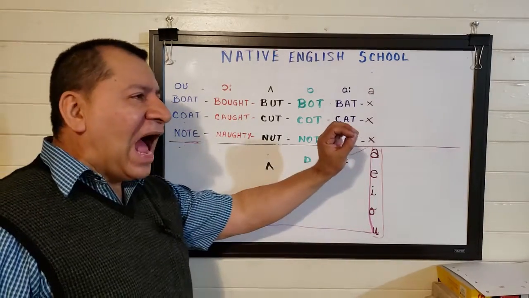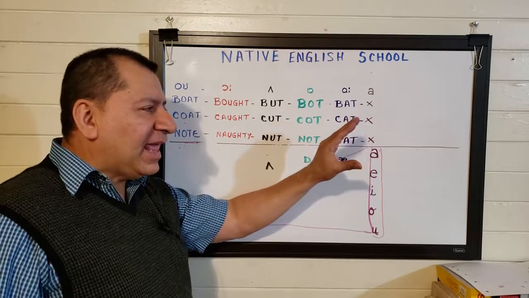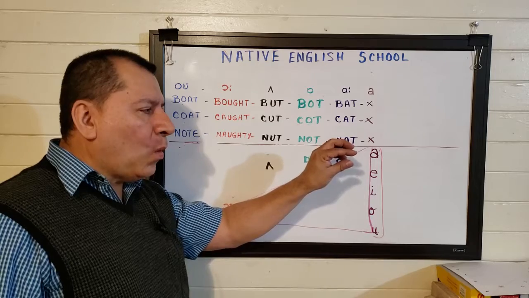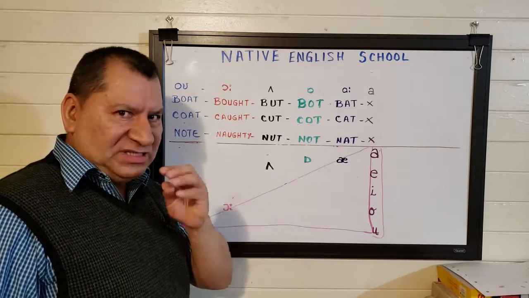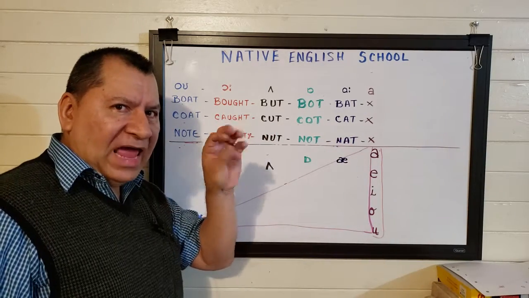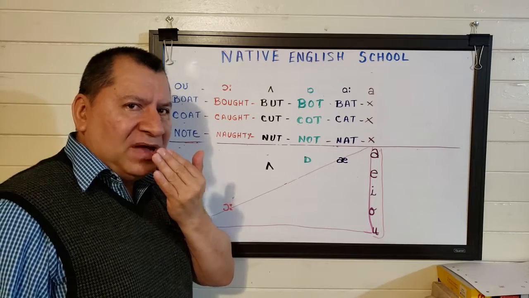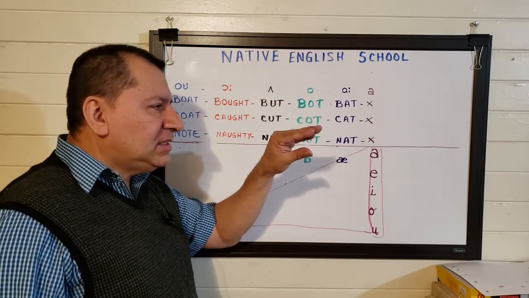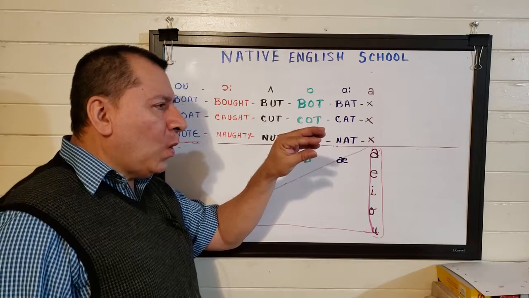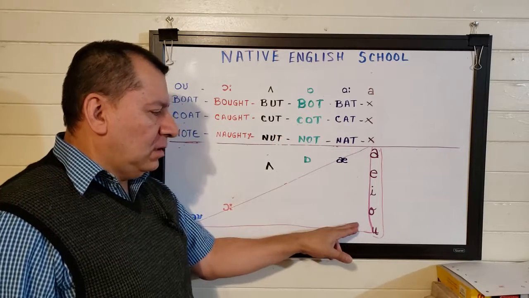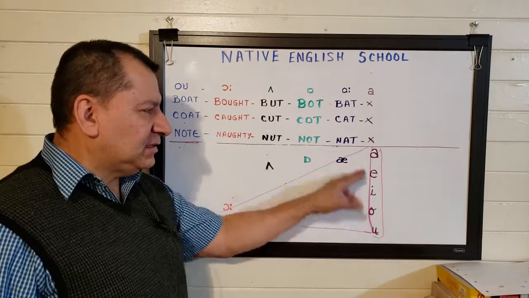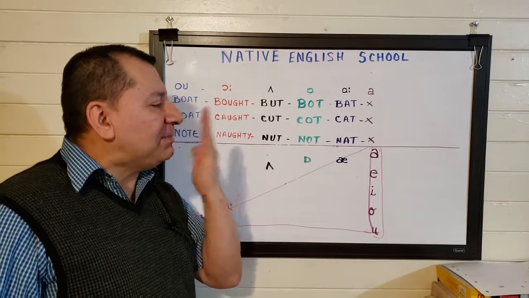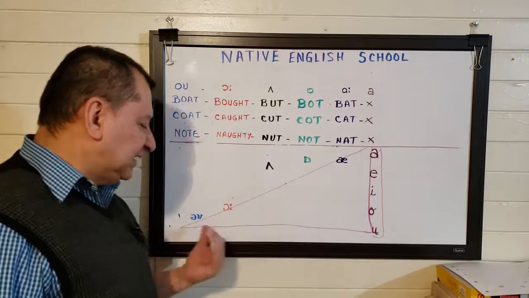So you go a, e, i, o, u. You see, what I'm making with my hand is exactly what I'm making with my lips. A, e, i, o, u. So this is the front of the mouth, the front of our lips basically, and this is our throat.